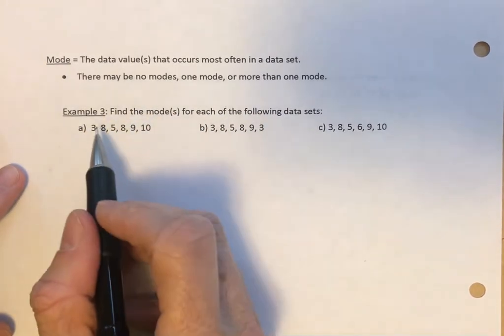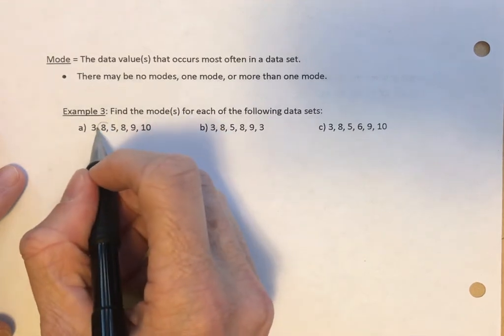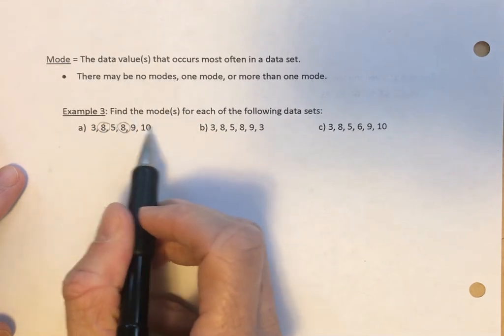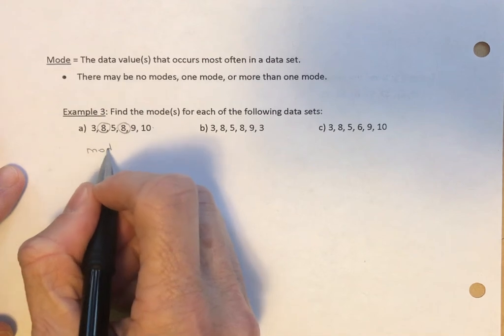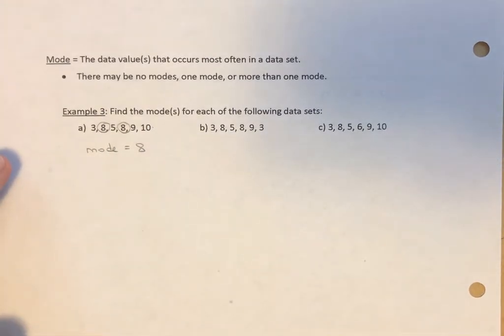Letter A, 3, 8, 5, 8, 9, 10. You'll notice that 8 appears twice. 3, 5, 9, and 10 each appear only once. So in this case, we have one mode, and it is 8.